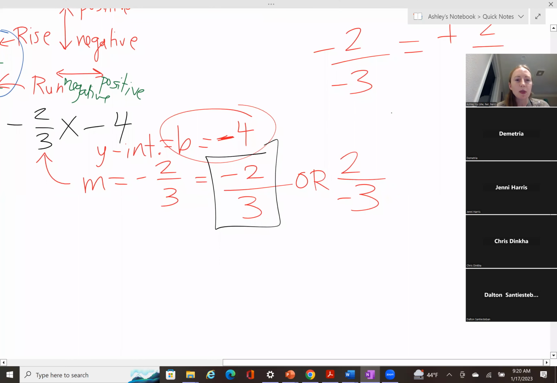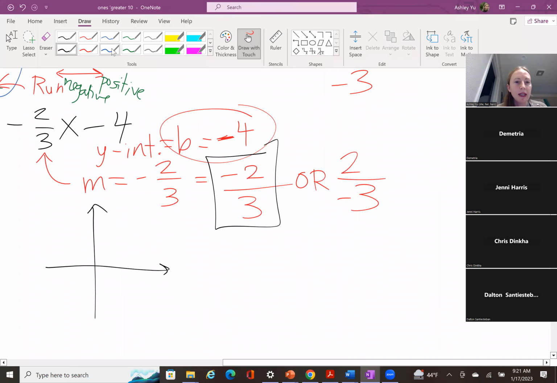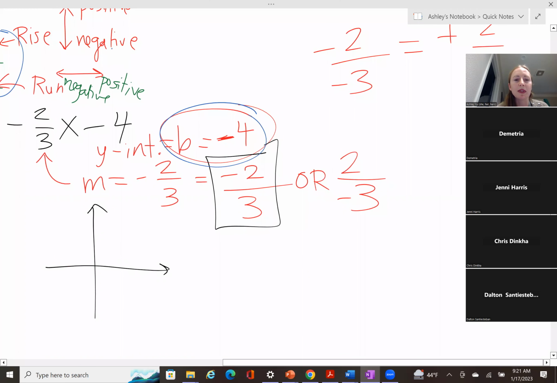Okay. So we got the slope, we got the y-intercept. All right, let's see. I'm going to start with the y-intercept. That's what we always want to do. And 5 minutes ago, I said it was -4. Okay. So on the y-axis, that's the vertical axis, I'm going to go down to -4. There he is. Oh, make a point. Come on now. There we go. Okay. So we got 1 point.